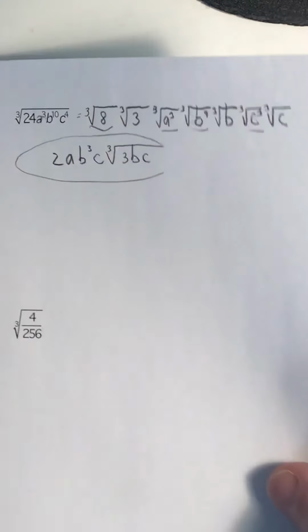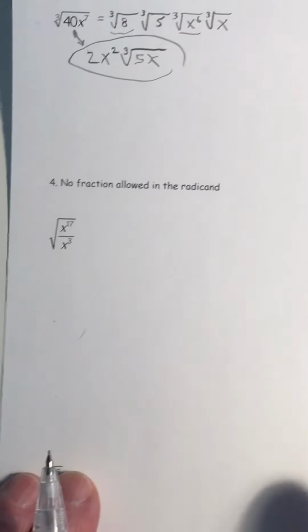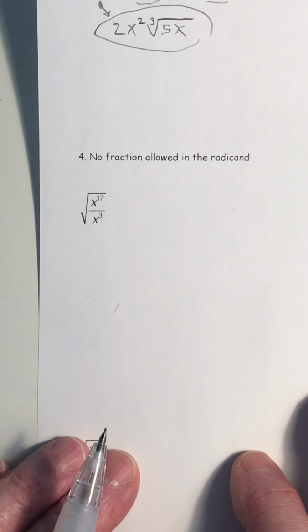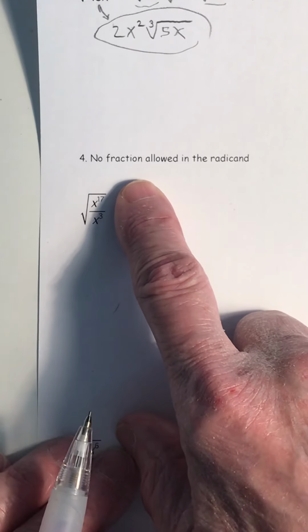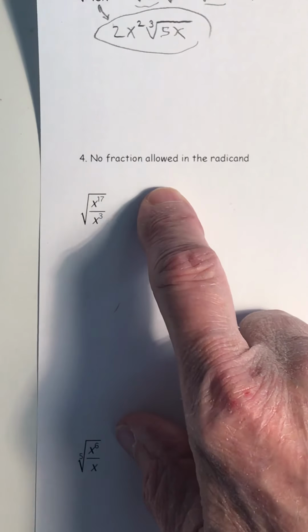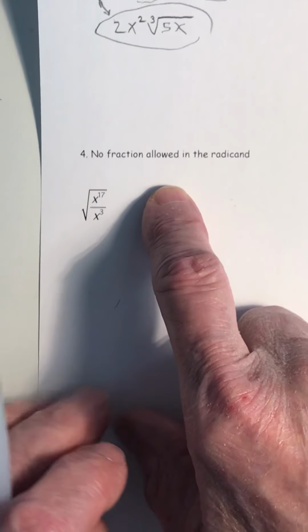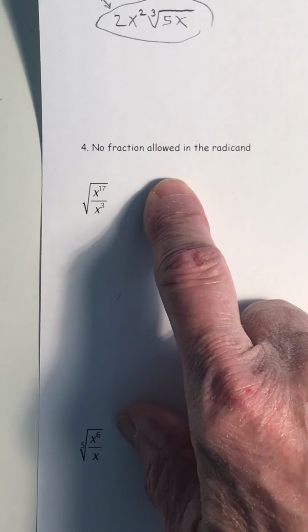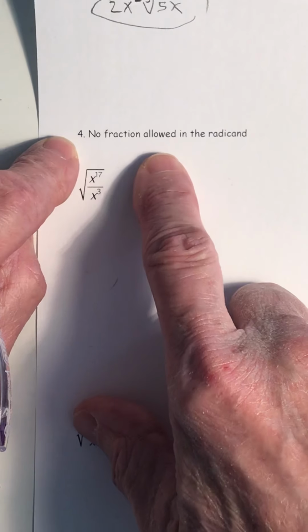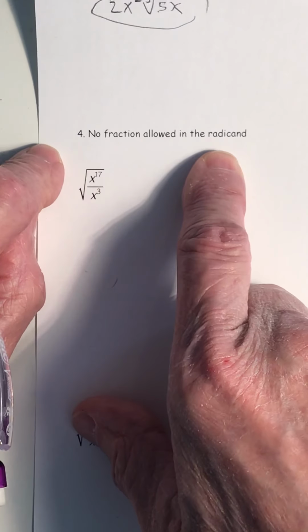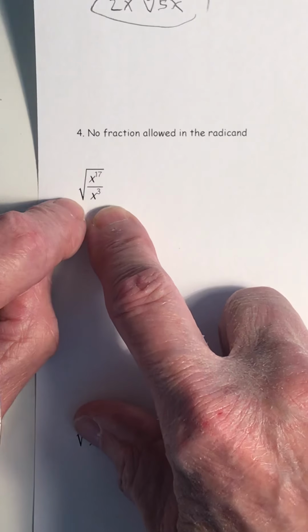Now for another type of exercise in this chapter, we don't want to have a fraction. There's these different conditions for a radical to be considered simplified. We're in the 4th one now, and it states the others specifically, but you can go back and read them. You're not allowed to have a fraction in the radicand.